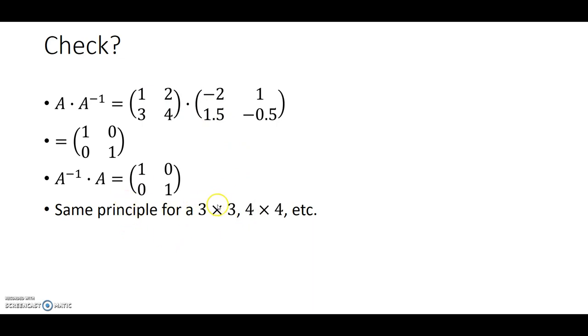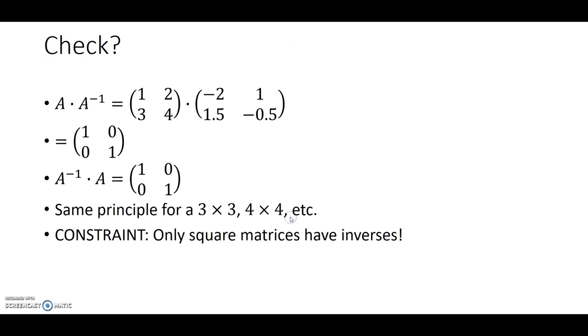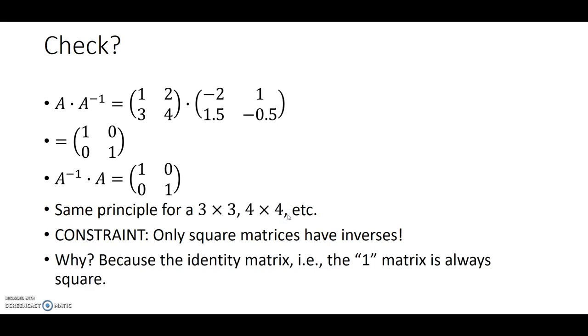Now we would do the same principle for a 3x3, except back here where we put the 2x2 matrix, we put a 3x3, and over here where we have the 2x2 identity, we put the 3x3 identity, and we get it into reduced row echelon form, and we would get the same result. The only constraint here is that this only works for square matrices. They only have inverses, and to think about why intuitively, it's because the identity matrix is always square. So the only matrix that you can multiply something by and not change it is the square identity matrix. The identity matrix is always square, so it has the same number of rows as it does columns.